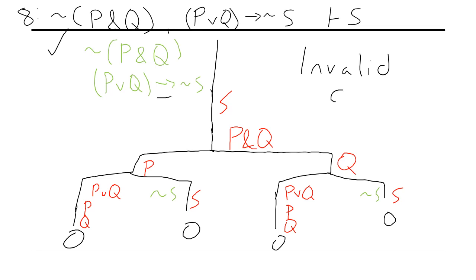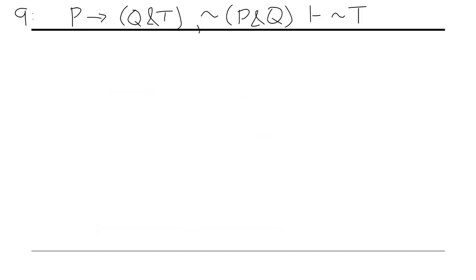And since it's invalid, we need a counterexample. I'm just going to use this one right here. I've got Q on the right, P on the right, S on the right. Those are all my letters, P, Q, and S. Since they're all on the right, that means they're all false. So that is problem 8.